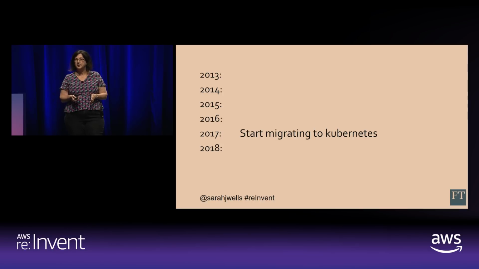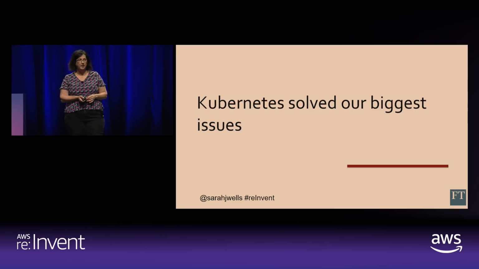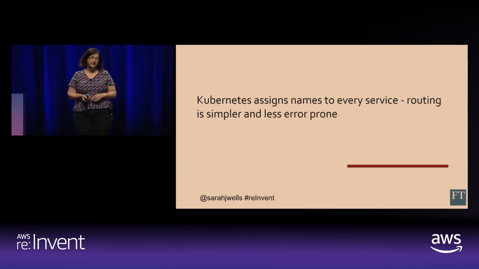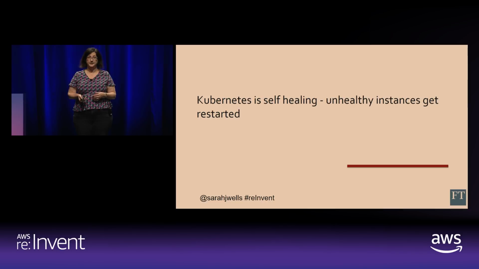Again, this is pretty early adoption. And it solved our biggest issues. I mean, there's a ton of stuff that Kubernetes gives you. I'm only really talking about the things where we noticed the difference. So it assigns names to every service, so routing was simpler and much less error-prone. It's self-healing.